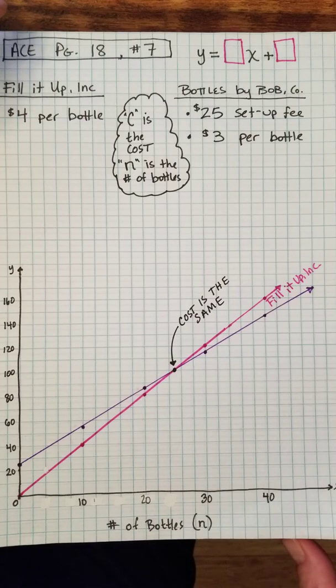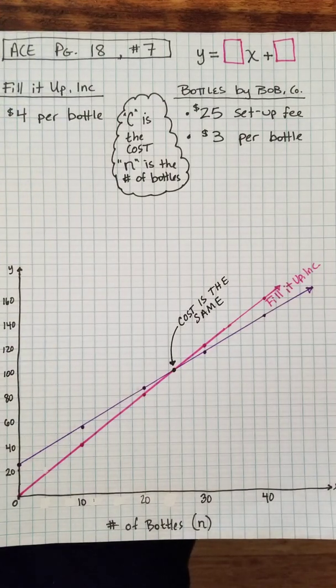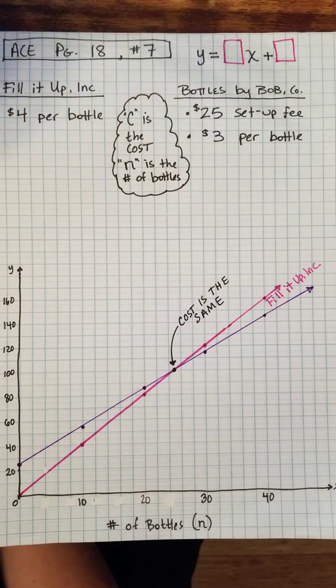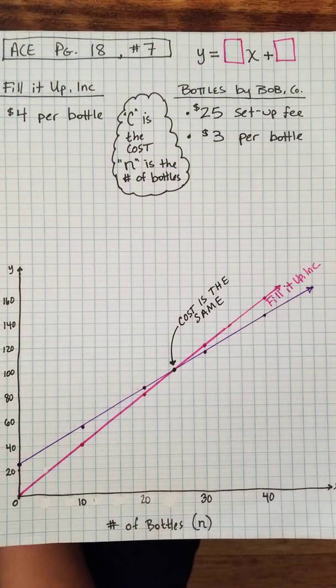Okay, 7th grade, we're going to talk very briefly about ACE page 18, number 7. This situation said the students in Miss Chang's class decide to order water bottles that advertise the walkathon. Hyun obtains 2 different quotes for the cost of the bottles. So we have Fill It Up Inc. and we have Bottles by Bob company.